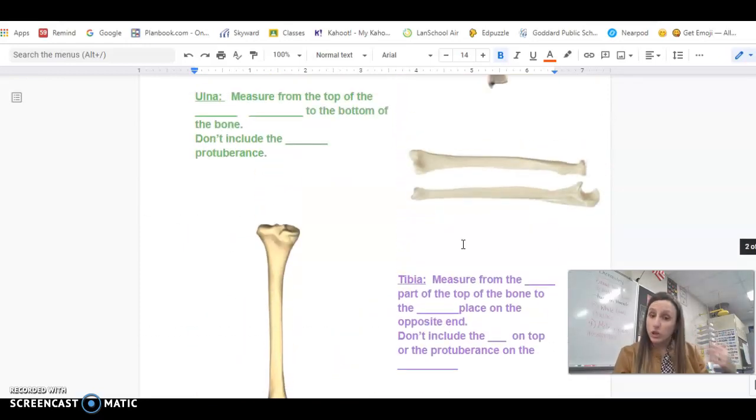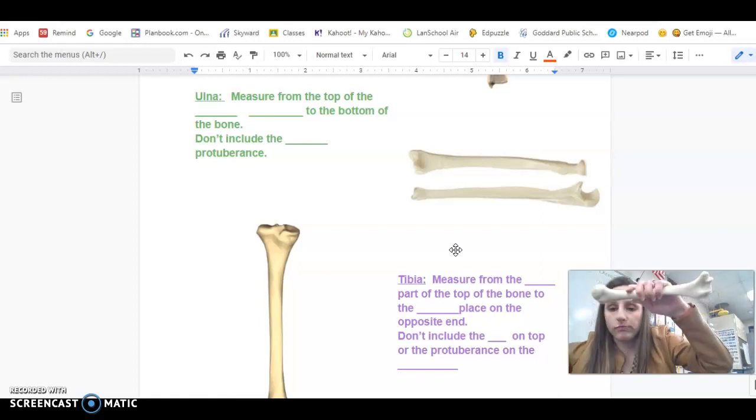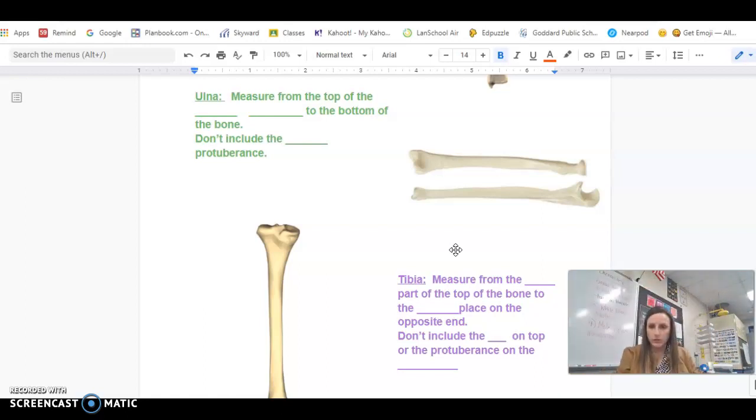And so we're going to use this information to start measuring bones. Okay, now when you're ready to measure, you're going to get your yardstick or meter stick or whatever. And here's how I want you to do it. You're going to take your bone and set it on your table. Okay, this is a table, pretend.